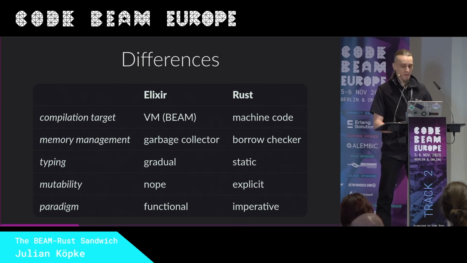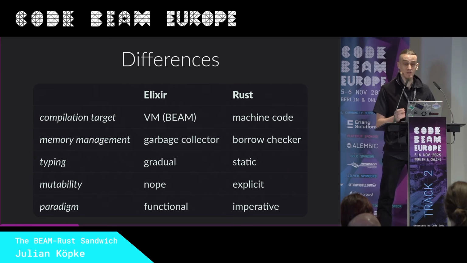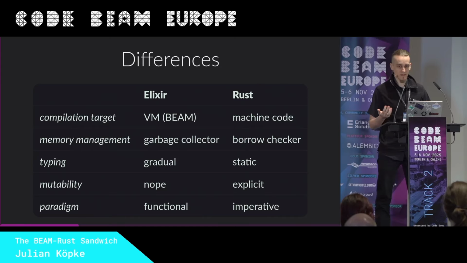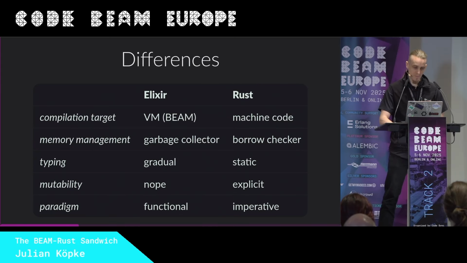And mutability on the Beam, as we all know, is not a thing. In Rust, you can do mutability, even though it is explicit. So you have to mark everything you want to mutate as mutable. And then the borrow checker will make sure that everything that is mutable cannot be read by anything else. So you can only have one write access or multiple read accesses to any variable.